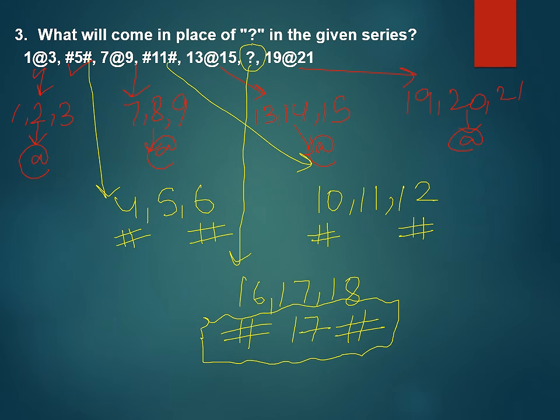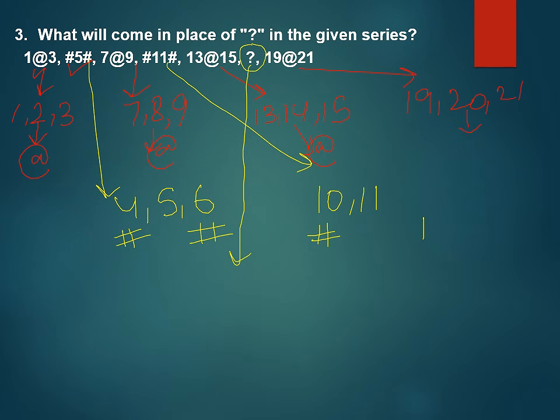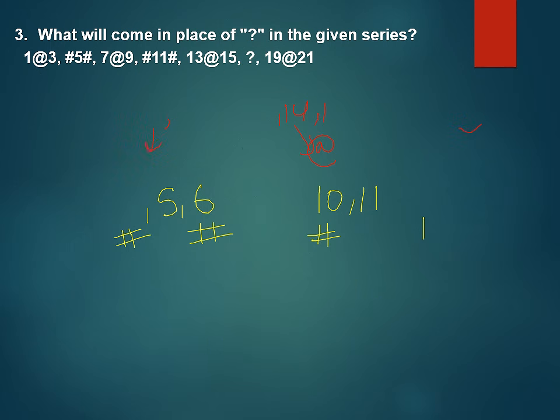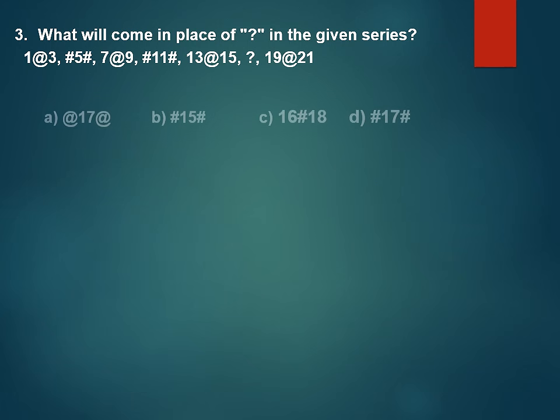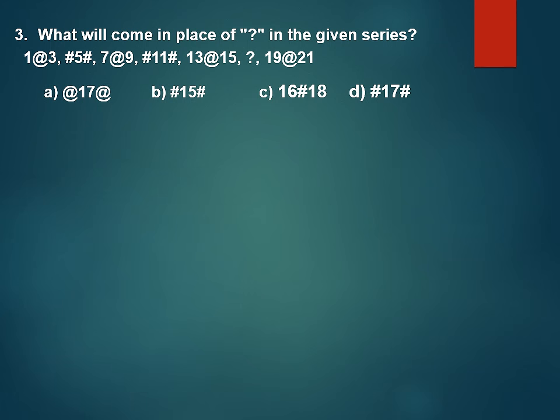Now let's also see a well presented solution for it. I will erase whatever I have written, just to show you how the answer has to be well presented. Let's see. We have got our answer, hash 17 hash, option D. But let's see the correct solution for it.